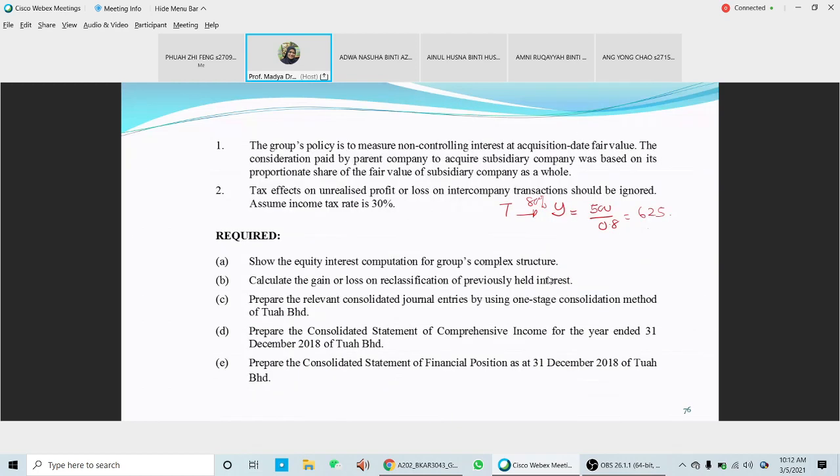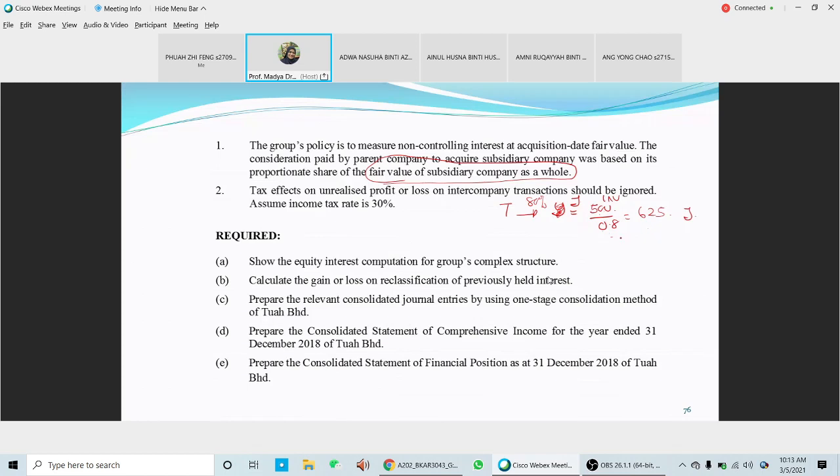And then we look at the group policy first before we analyze the additional information. The group policy is to measure NCI at the acquisition date based on the fair value consideration paid by a parent company to acquire a subsidiary, or based on the proportionate share of the fair value of the subsidiary as a whole. So we determine the fair value of the company as a whole. For Tuah to Jebat, the investment by Tuah in Jebat was 500 divided by 0.8. So the value of the company as a whole for Jebat will be 625.